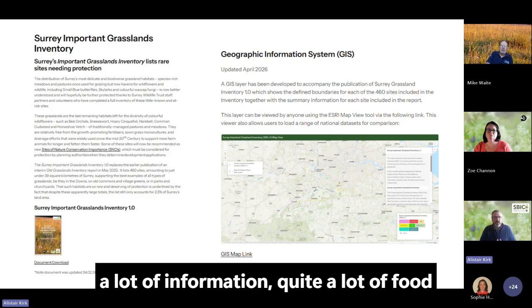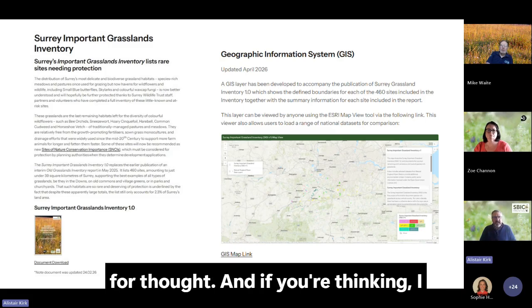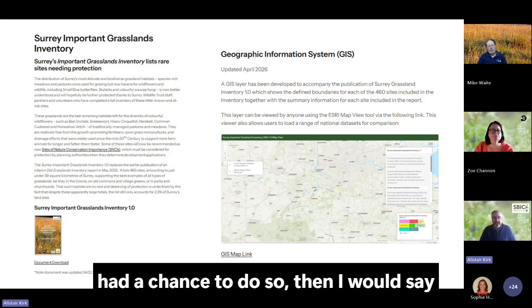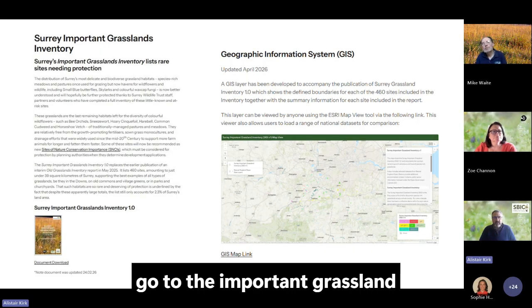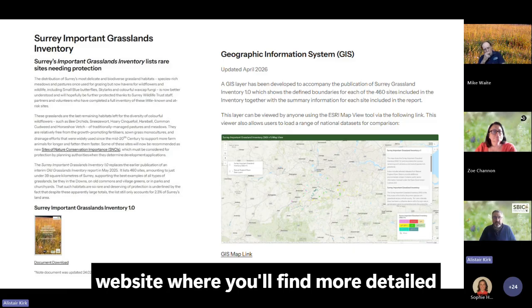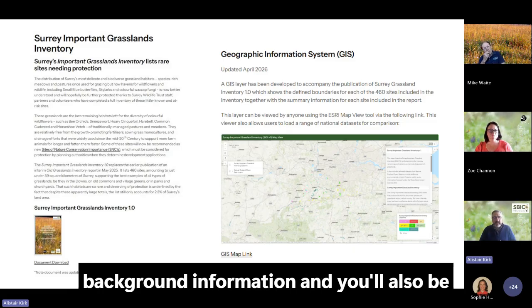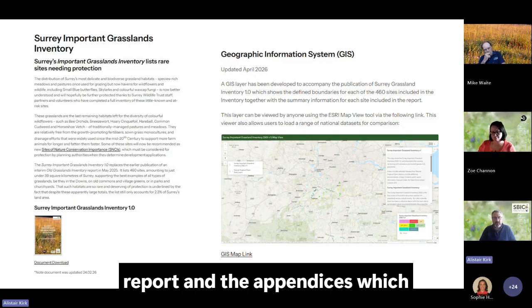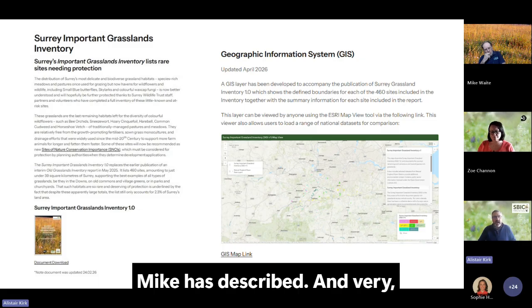So before we move on to look at that in more detail, obviously Mike's given you quite a lot of information, quite a lot of food for thought. And if you're thinking, I really want to dig into this in a little bit more detail, and you haven't already had a chance to do so, then I would say go to the Important Grassland Inventory page on the Surrey Nature Partnership website, where you'll find more detailed background information, and you'll also be able to download a full copy of the report and the appendices which Mike has described.